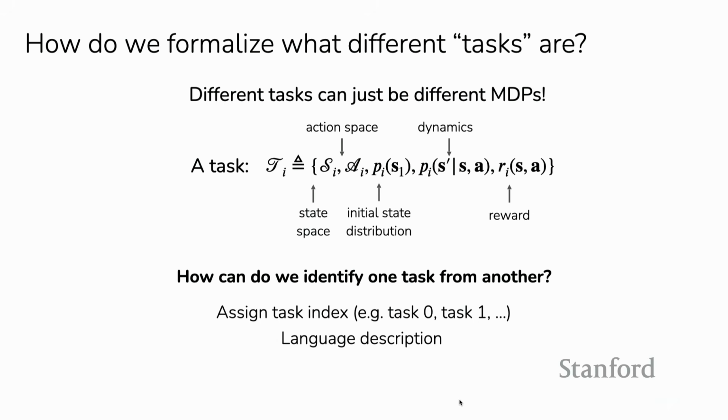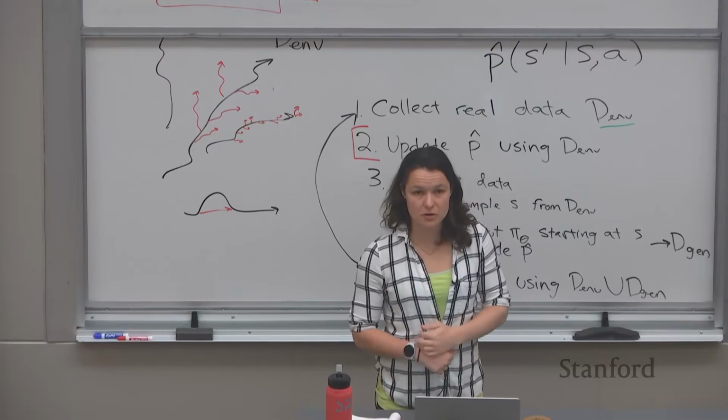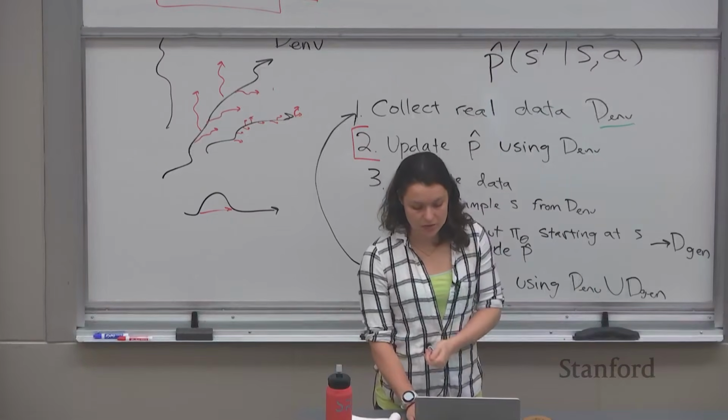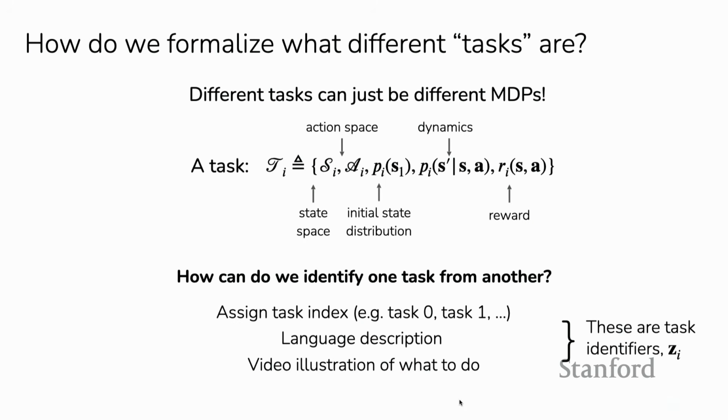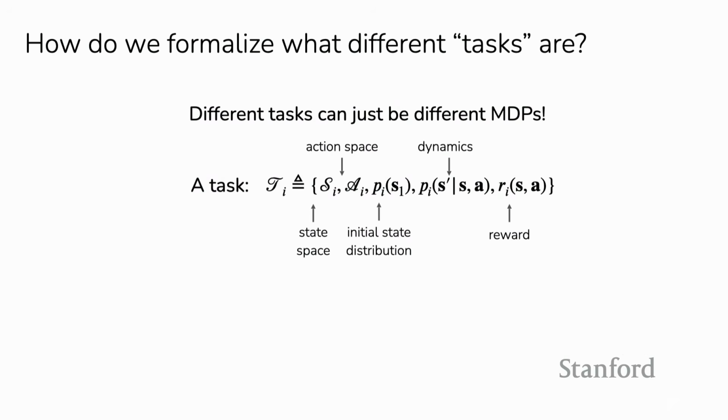You could also have a language description of the task. You could have a video illustration of what the task is. There's actually a number of ways to be creative with how you describe the task to the policy. And we'll refer to each of these as different task identifiers. We'll see some examples on the next slide.